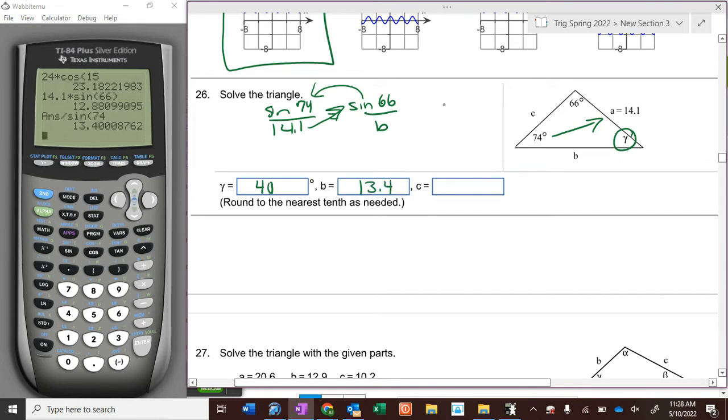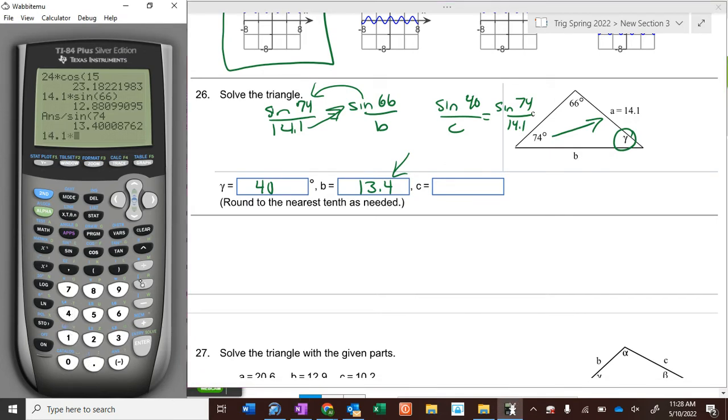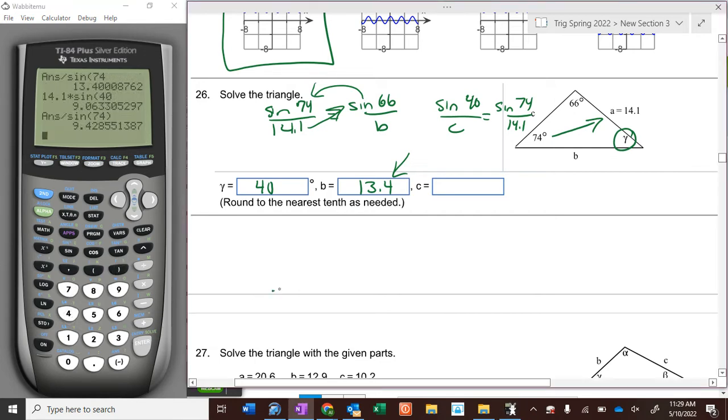To find C, the sine of 40 over C equals the sine of 74 over 14.1. Don't use this one because it's a rounded answer. You want to use the numbers that they gave you at the start of the problem. So 14.1 times the sine of 40 divided by the sine of 74. So 9.4 to the nearest tenth.